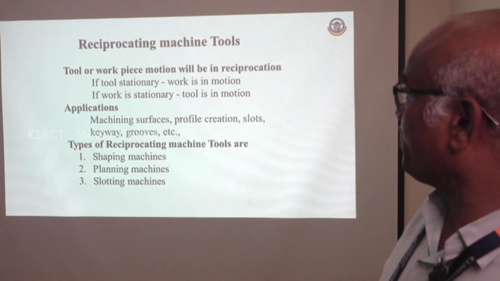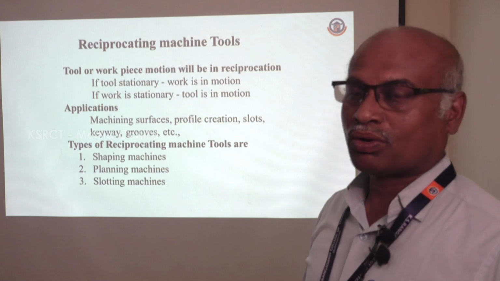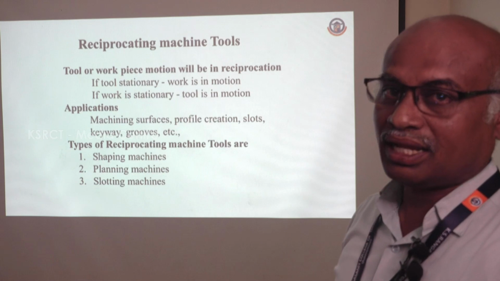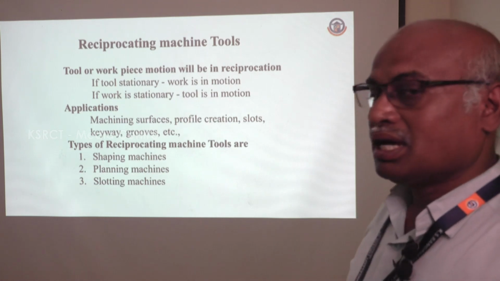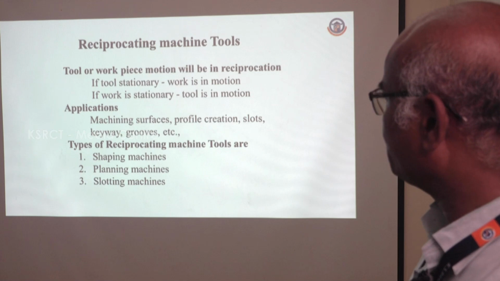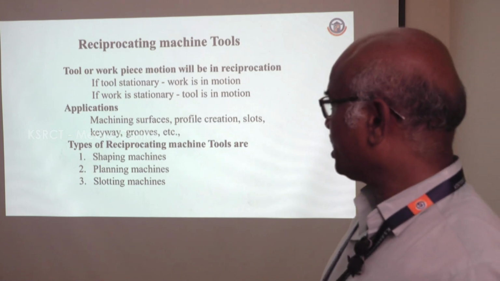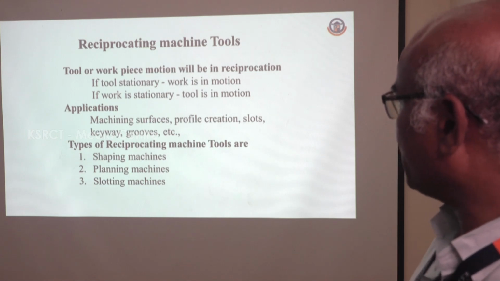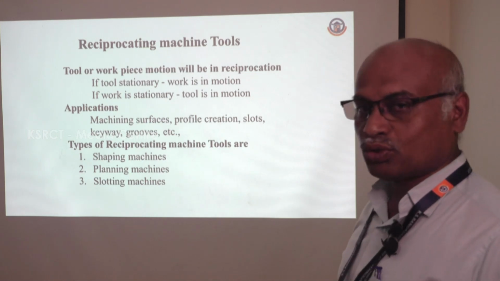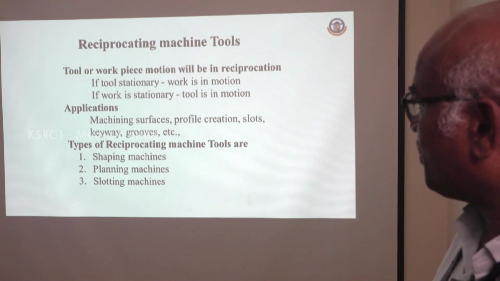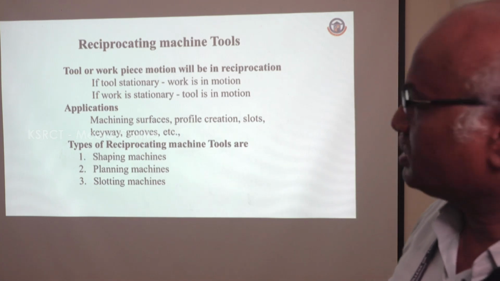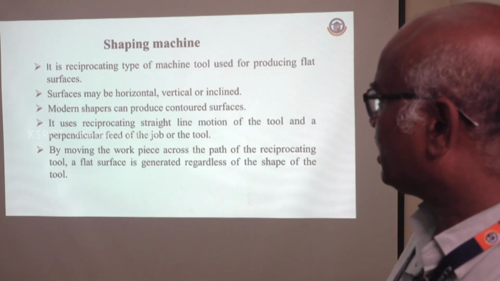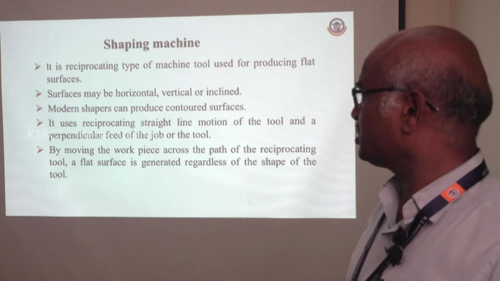Now going to reciprocating machining tools. The tool or workpiece motion will be reciprocation. If the tool is stationary and the work is in motion, or the work is stationary and the tool is in motion, that is called reciprocating. The applications of this reciprocating machine are machining surfaces and profile creation, slots, keyways and grooves, etc. The types of reciprocating machine tools are shaping machine, planing machine and slotting machine. These are the three main types of tool machining process.